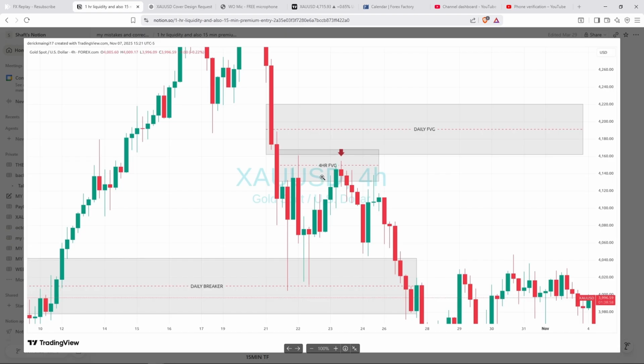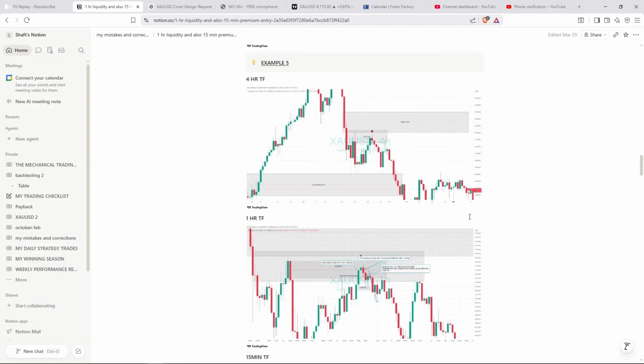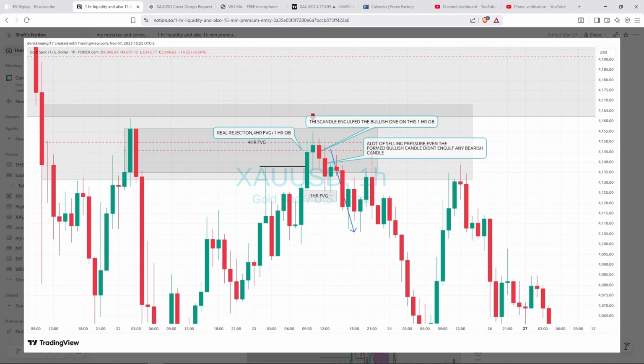Price was in a 4-hour fair value gap, and we were projecting some sales. Okay, so let's see, it had respected the 4-hour fair value gap well. You can see that the wicks are just touching 50% of the fair value gap, and then they are closing below. Then on 1 hour, what happened? This 1-hour candle closed bearish and it also engulfed. So that means this will be a high probability trade.